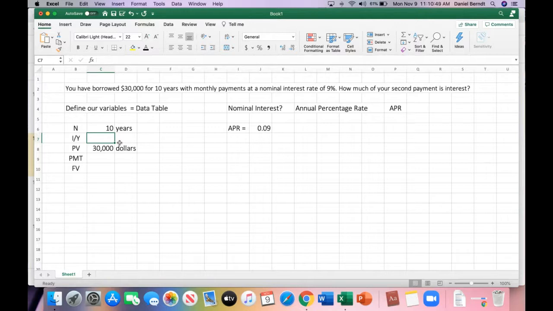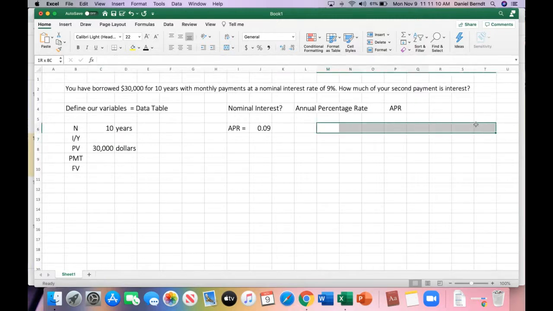That's close, Tristan, not quite. You're on the right track, but you're going the wrong direction. Exactly. We have to divide by 12. Now, does anybody remember why that is? Well, because it says monthly payments. That's right. So we quoted an interest rate on an annual basis.